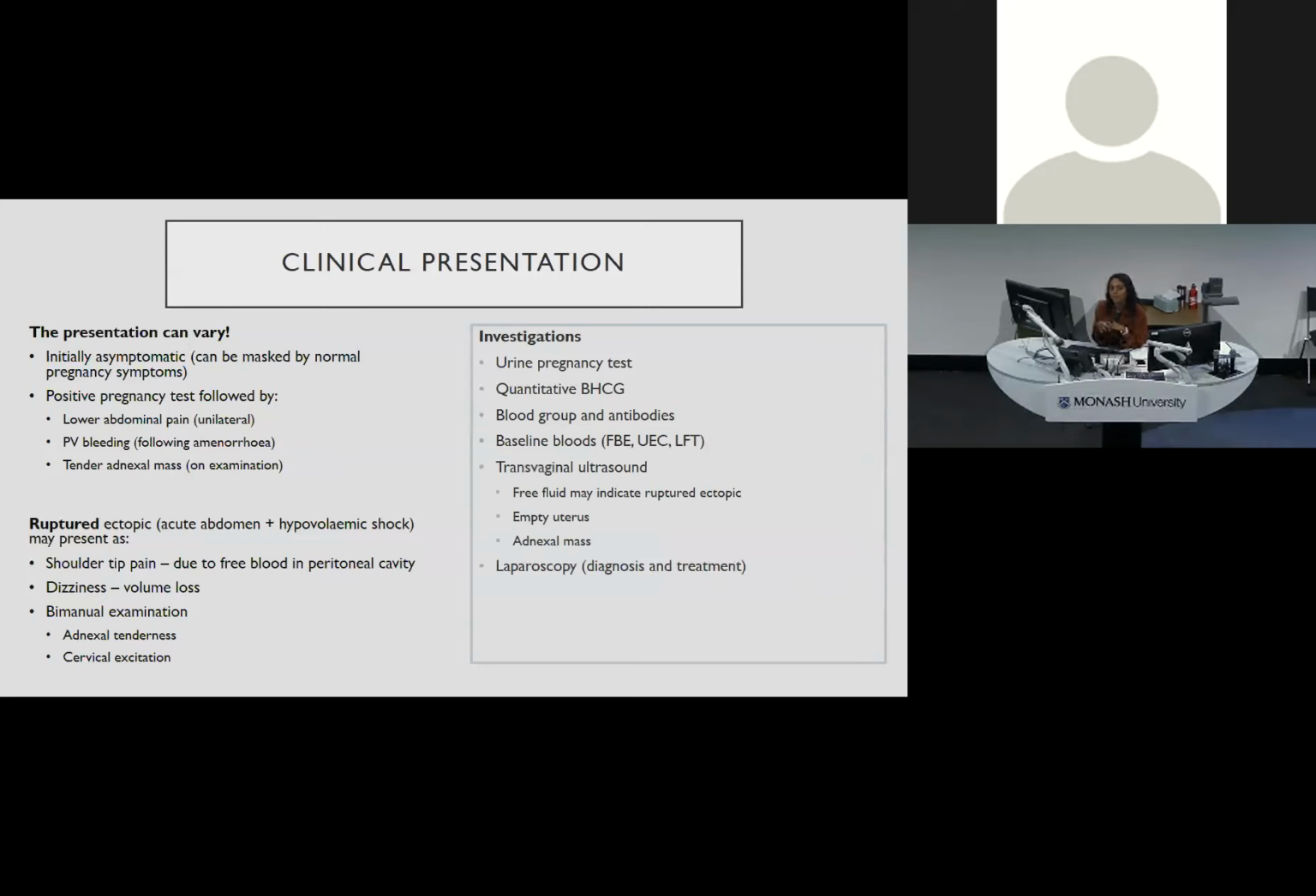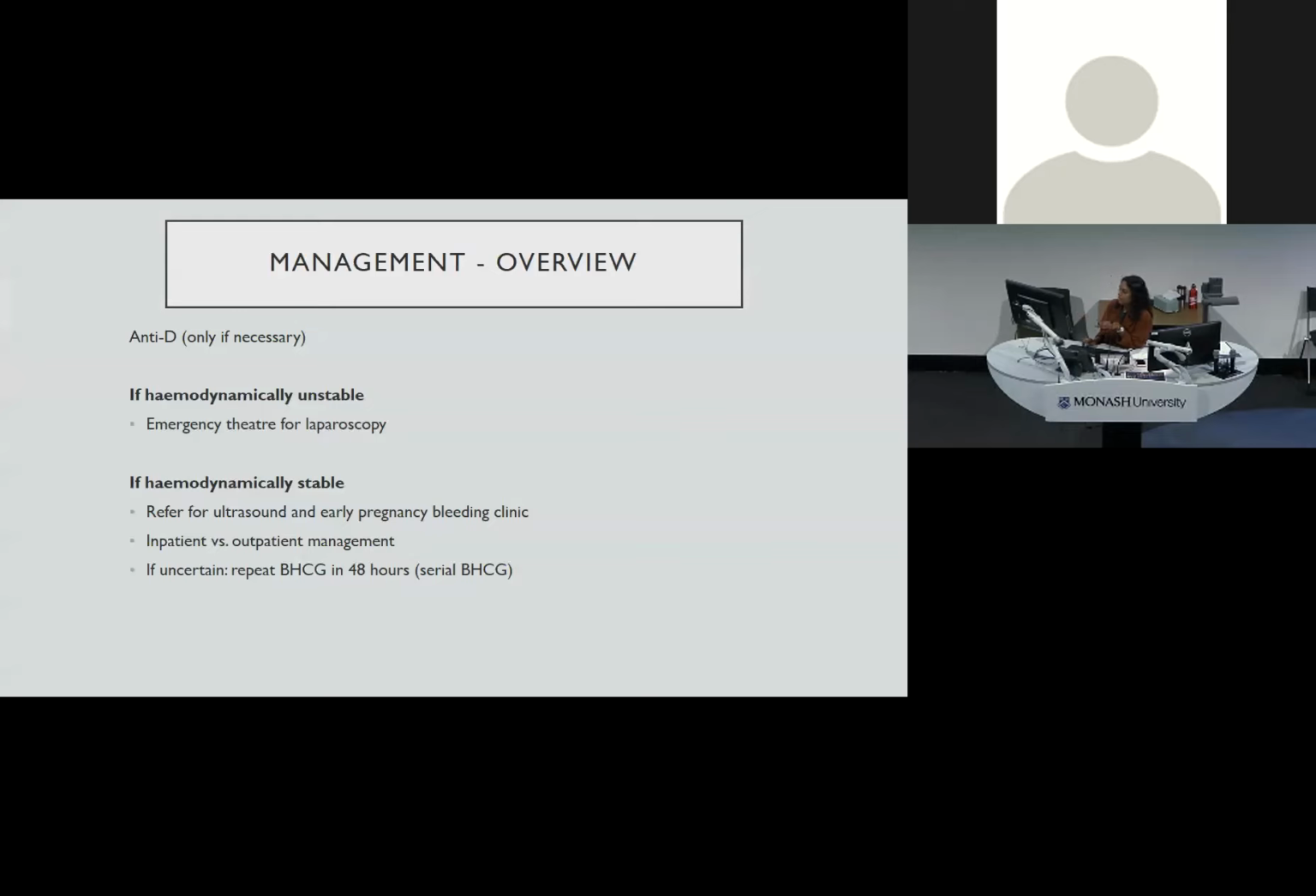In cases where someone's really unstable and they just go straight into theatre, a laparoscopy can act both as a way to diagnose but also to treat. So in terms of management, irrespective of what happens, check your blood group and give anti-D. If you're unstable, as I mentioned, they get referred straight into theatre. If you're stable, they'll get all of the appropriate imaging. You consider whether you want to do inpatient or outpatient management. If you're unsure and the patient's stable, you can repeat your beta HCG in 48 hours, look for that trend, and then decide what you want to do.